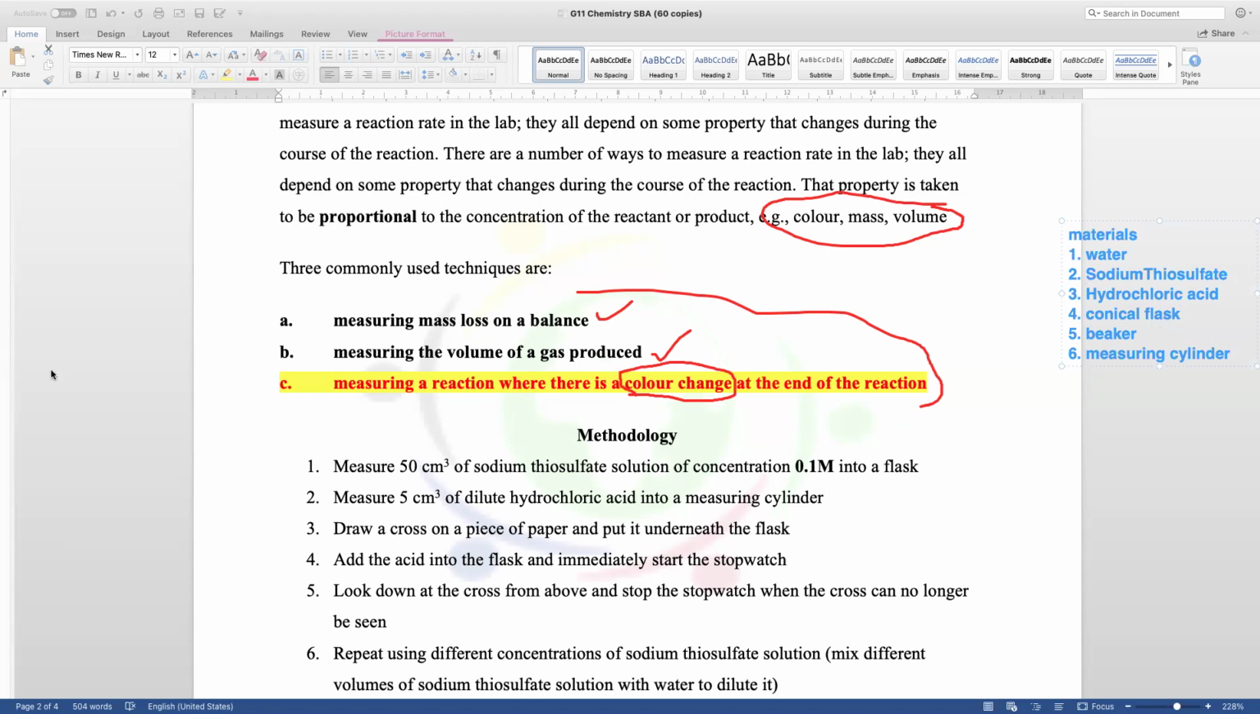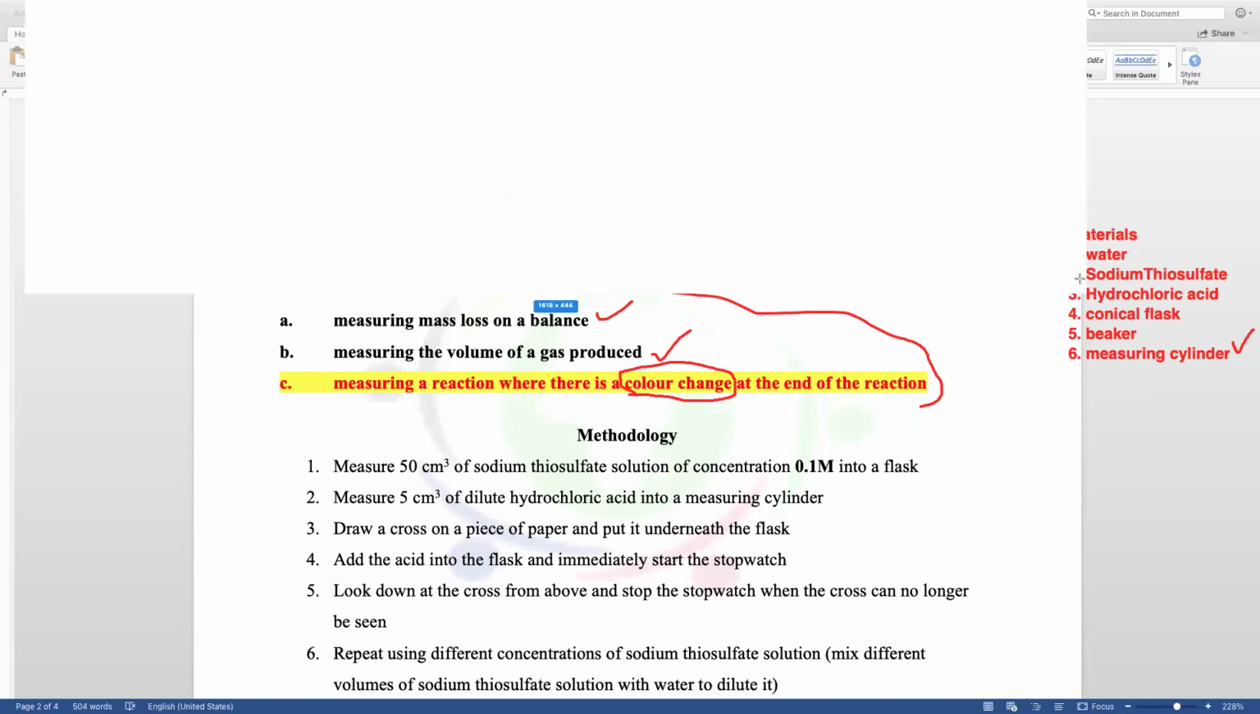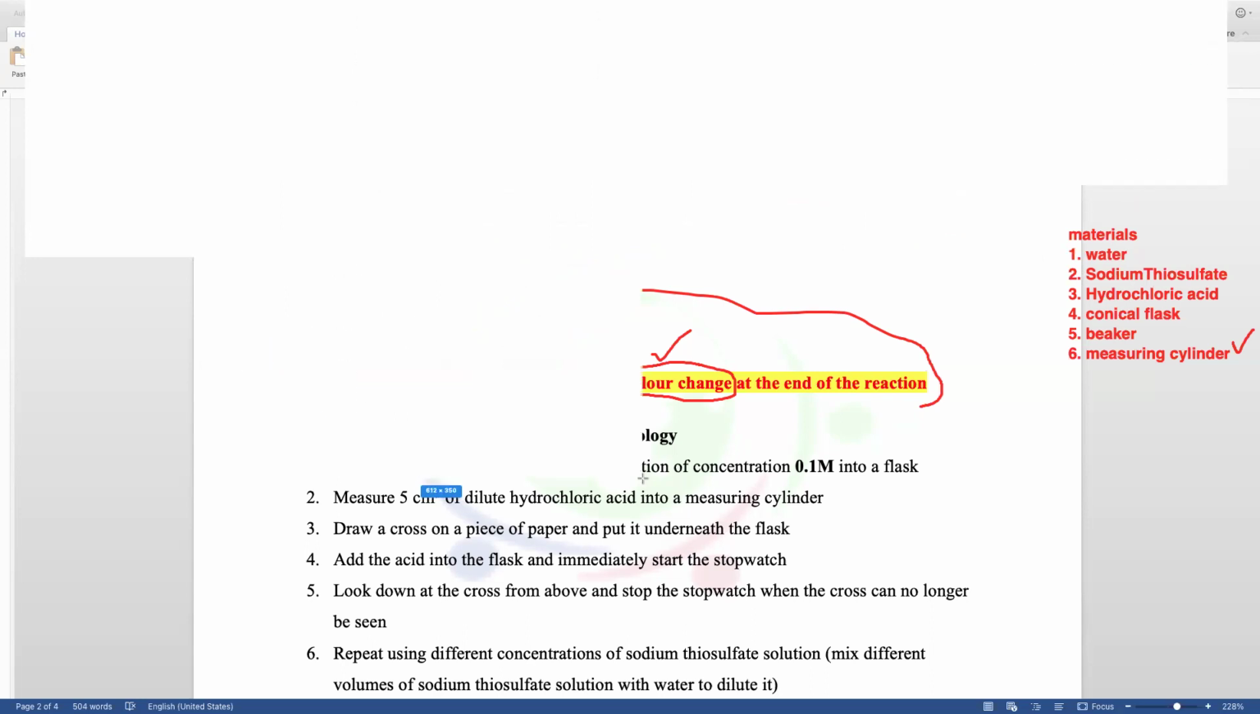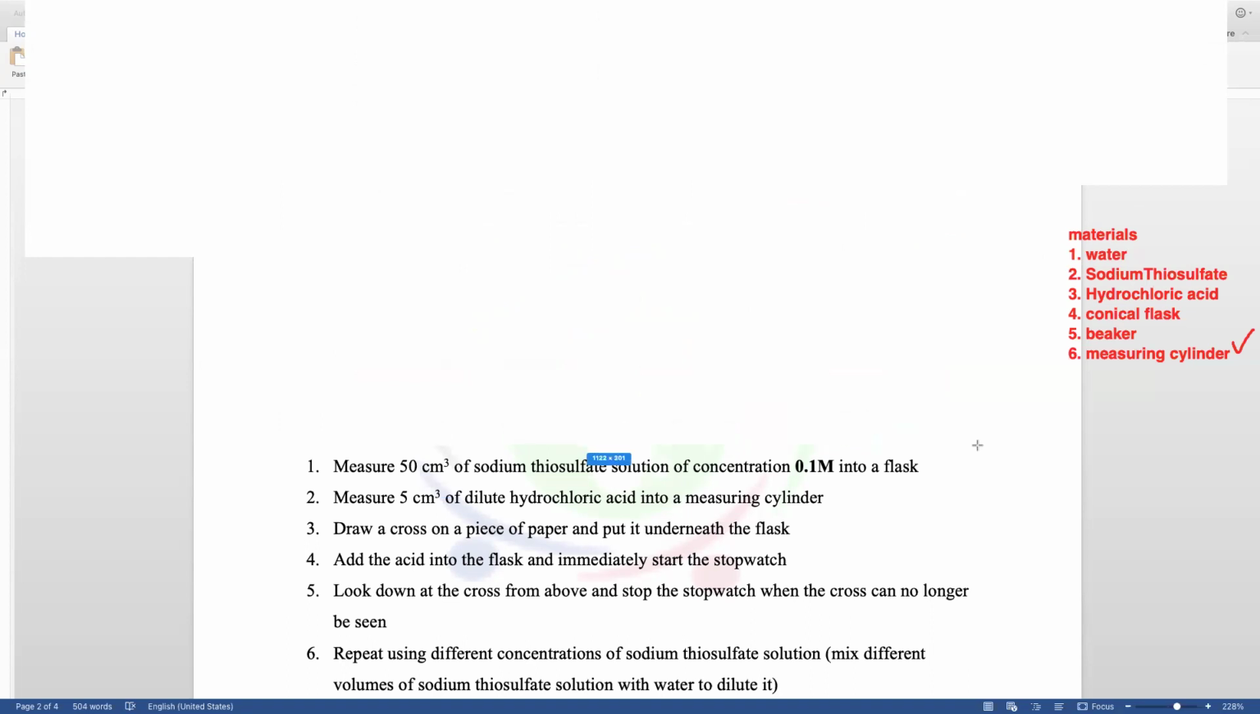But why do you need them? It's for this process. So how is it done? You need the measuring cylinder to enable you to measure sodium thiosulfate. So I'm going to do a little bit of a demonstration from the procedure that we have. The procedure tells us, the methodology, that we need to measure 50 cubic centimeters of sodium thiosulfate, whose concentration is 0.1.